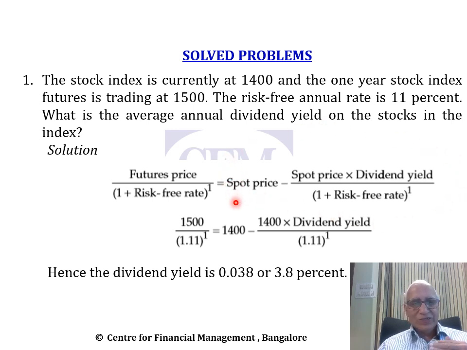In this equation, futures price is known, risk-free interest rate is known, spot price is known, dividend yield is not known. We solve this equation for dividend yield and find that it is 0.038 or 3.8%.